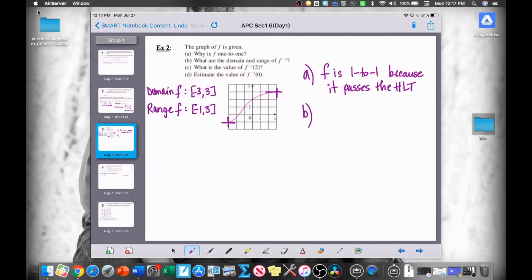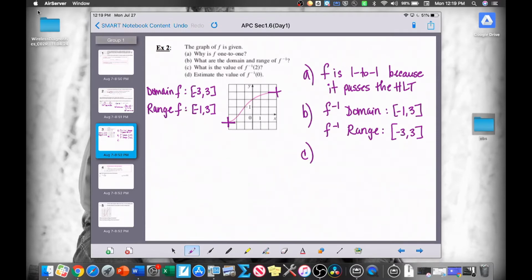This makes answering letter B easier, because if we want to know the domain and range of f inverse, we're just going to flip-flop our domain and our range. So for f inverse, our domain will be -1 to 3, and our f inverse range will be -3 to +3, because we know that a function and its inverse exchange domain and range.